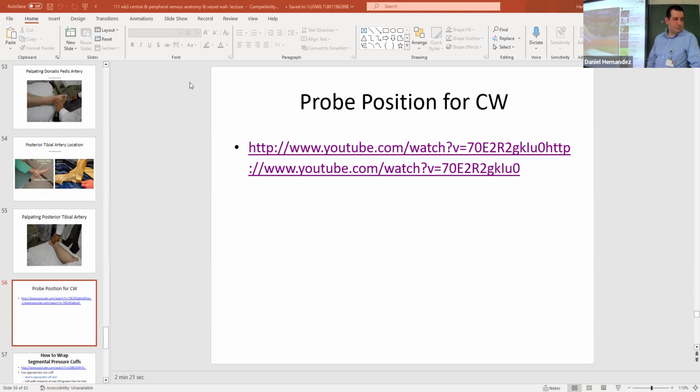It's important that once you acquire the signal, you do not move your hand during the pressure inflation sequence. Hopefully this demonstration about the correct method for holding the CW transducer will help you for acquiring ankle pressures and then also for segmental pressures if you accomplish that protocol.